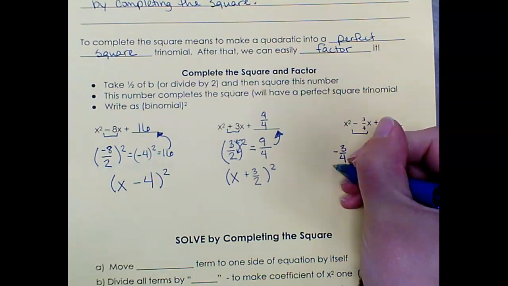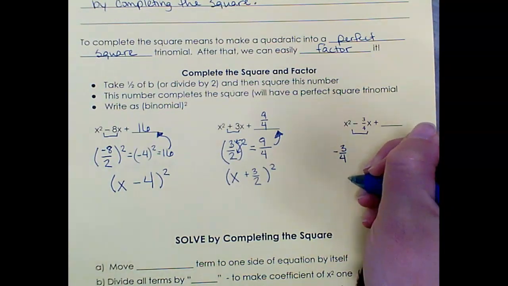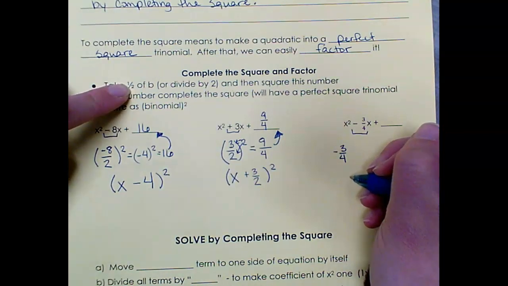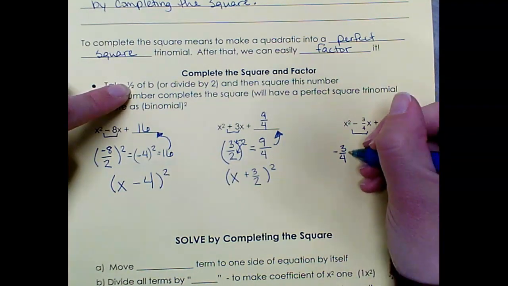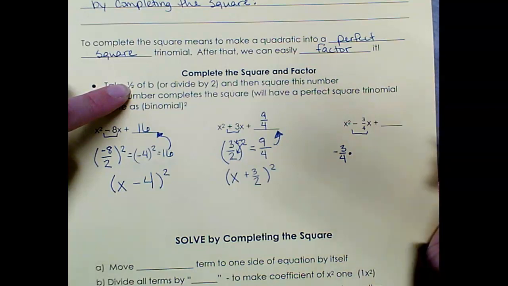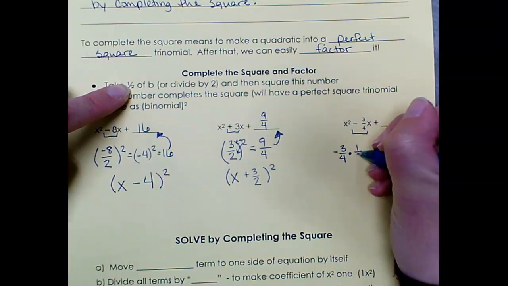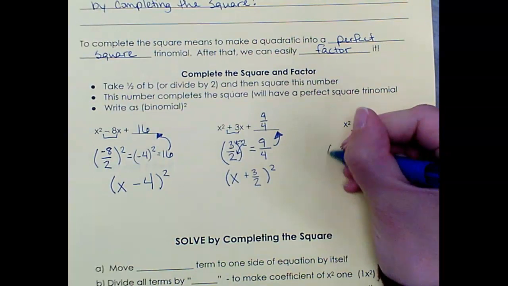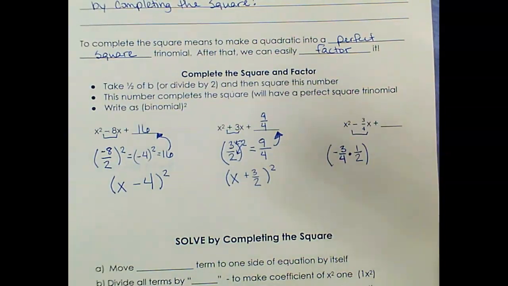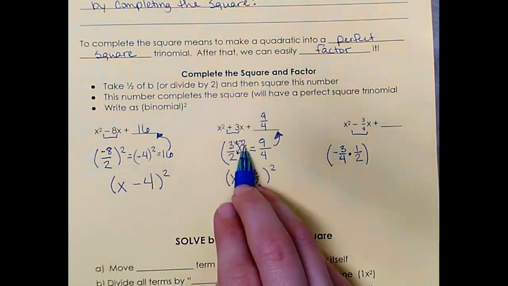And I don't want to divide it by 2, but I want to take half of it, which will be the same thing as dividing by 2, but when you divide a fraction by 2, that doesn't really make sense. You want to multiply it by 1/2. And then what do you do to it? You square it, right?